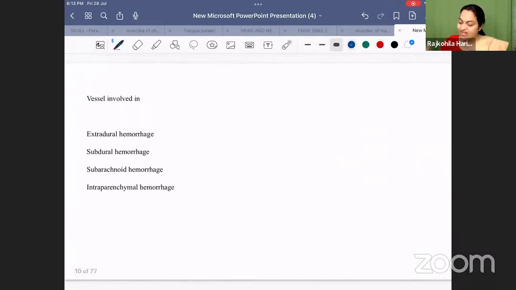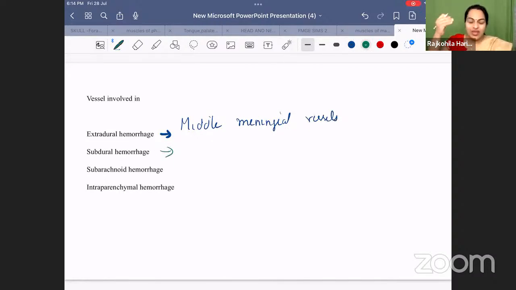And easy this. So what is the vessel which is going to be involved in the extradural hemorrhage? Come on, you can enter your answer. Extradural hemorrhage is where the blood accumulates outside the dura. Middle meningeal vessels, isn't it? Right. Subdural hemorrhage is where the blood accumulates between the dura and the arachnoid.